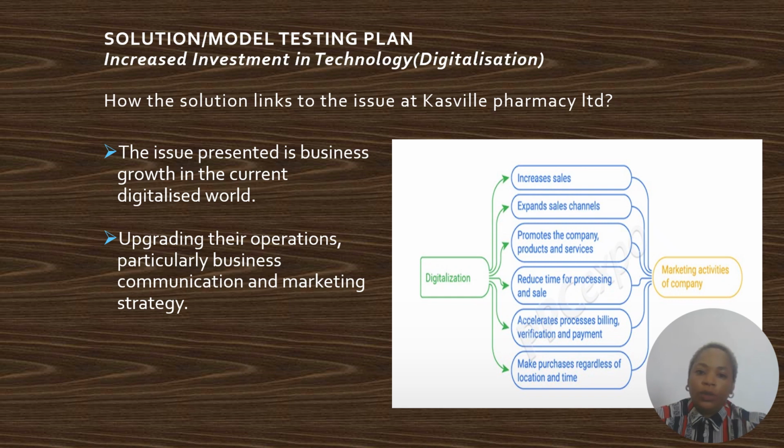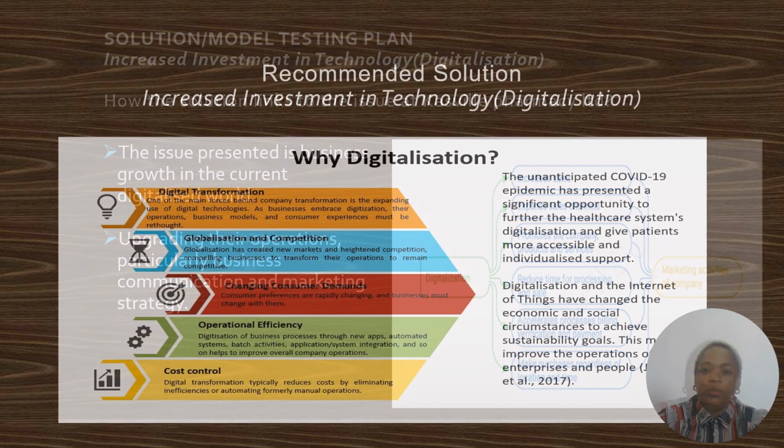How the solution links to the issue at Kasville Pharmacy currently. The issue presented is business growth in the digitalized world. Kasville Pharmacy also wants to upgrade their business processes and communication and marketing strategy. So digitalization will increase their sales. Digitalization will also expand their sales channels. They will have more customer reach. It will accelerate processes in the pharmacy, and all this leads to a wonderful marketing strategy.